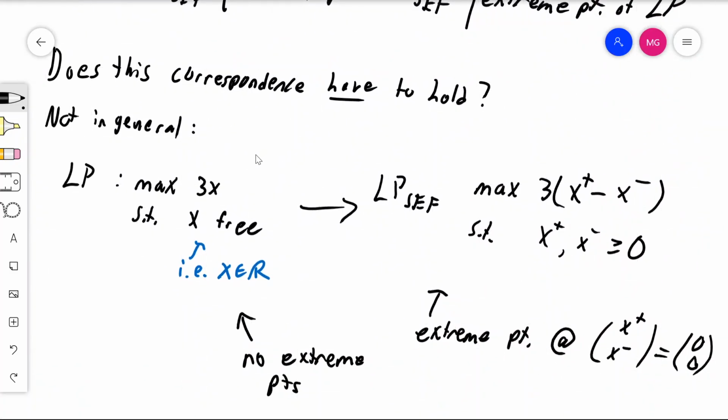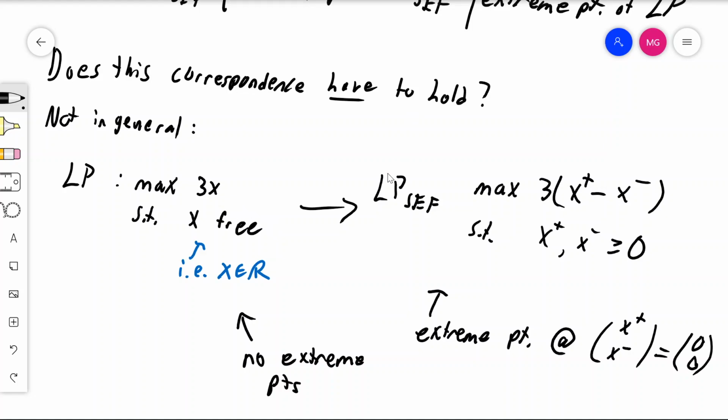Just for a very small example, imagine this linear program in one variable, which we'll just call x. We're maximizing, let's say, 3x, such that there are actually no constraints at all. I explicitly wrote that x was free, or in other words, x is just a real variable. That's not really a constraint. It's just explicitly saying that there are no constraints whatsoever. x is a free variable.